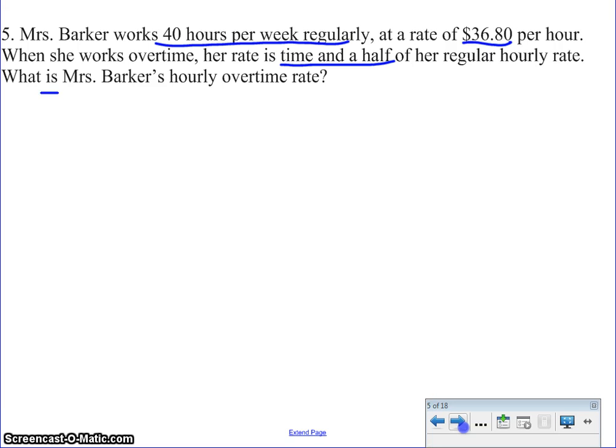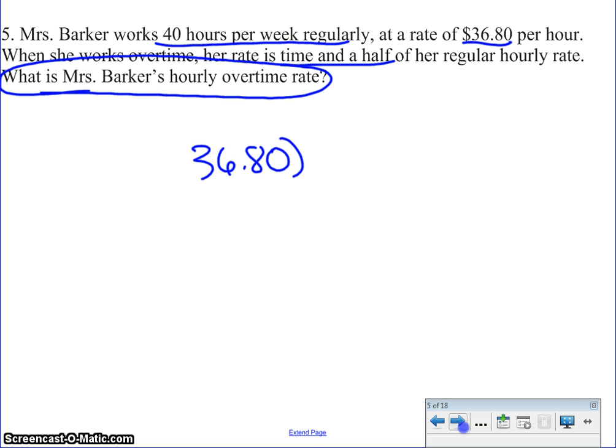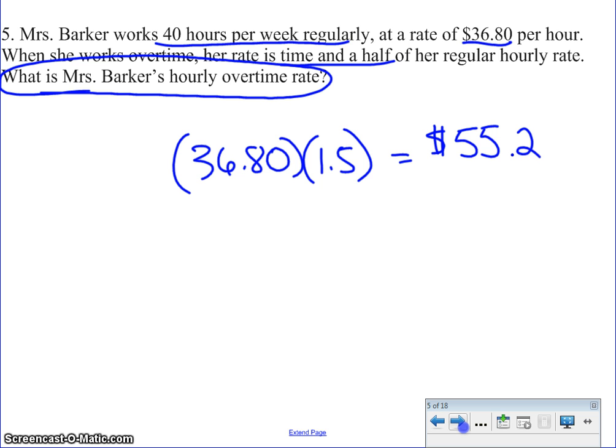So I had a lot of people making this more difficult than it is. All it's asking for is the rate. So we're going to take her regular rate, and she says she earns 1.5 times her regular rate for overtime. So we're going to multiply that by 1.5, and we find her overtime rate to be $55.20. And that's your answer.